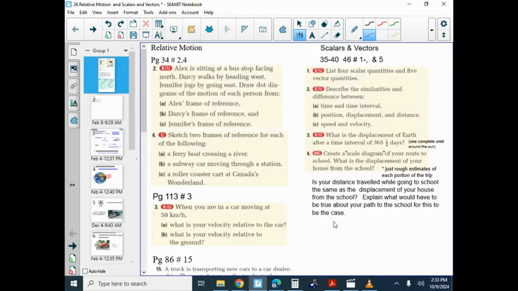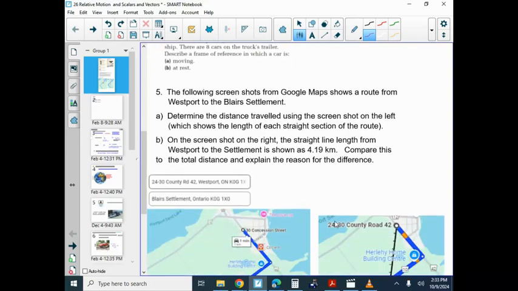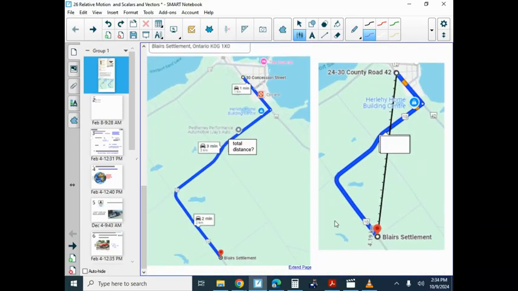I added in a question here as well. I live in Westport. This isn't my house or anything, but this is just like when you search Westport, where it is, you say I'm going from Westport to somewhere. So I just picked this weird spot that happened to be labeled Blair's Settlement, wherever. I'll have to go check it out sometime.